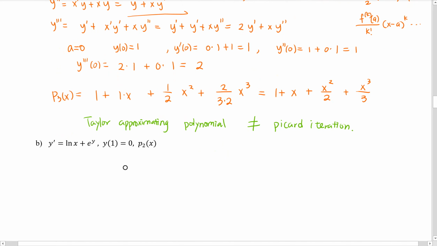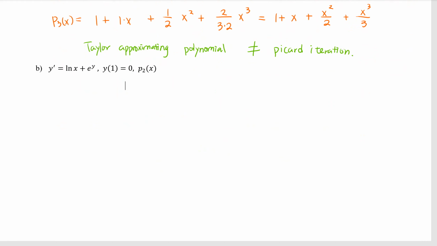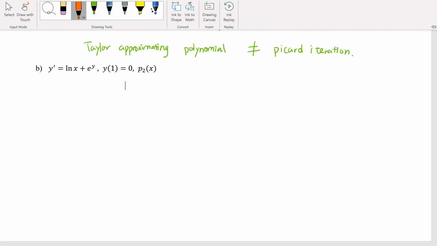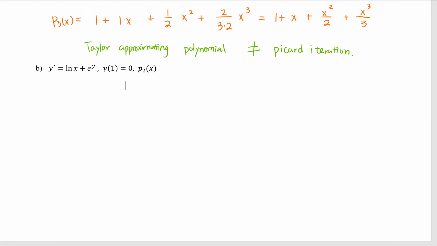So, next example. Let's change to orange color. You can see here, a is 1. So let's first figure out y double prime. The derivative of ln of x is 1 over x. The derivative of e to the y, because of the chain rule, is e to the y times y prime. It's okay to leave it like that. Y triple prime is the derivative of 1 over x, which is x to the minus 1, so it's minus 1 times x to the negative 2, the same as minus 1 over x squared.